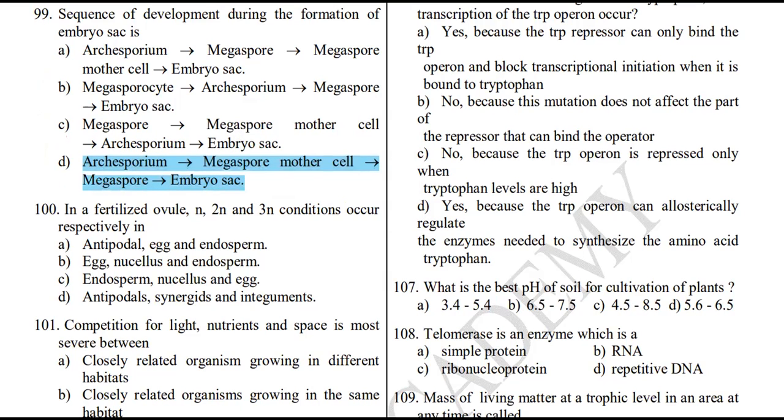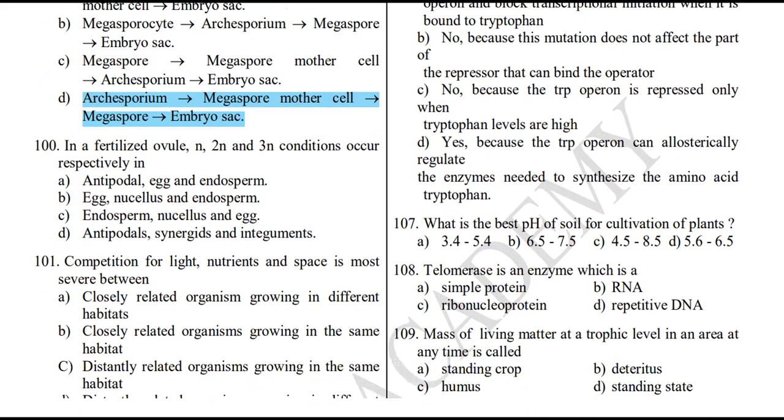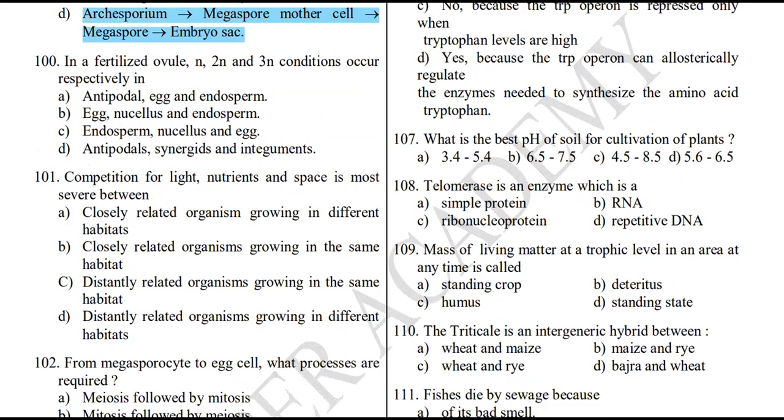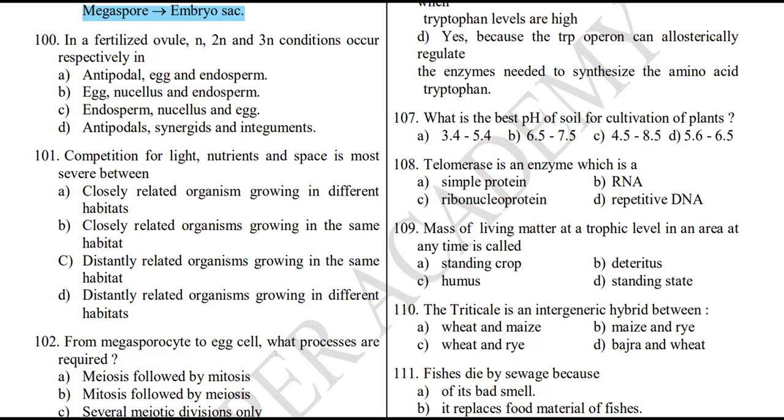We'll move on to the next question. In a fertilized ovule, the 2N, 2N and 3N conditions occur respectively in which of these things? Very simple question, so you have to remember N. N means sperm and egg are going to be N. Here the ovule is given, fertilized, so the egg is going to be the N. If you know this one answer, you can literally answer this question.